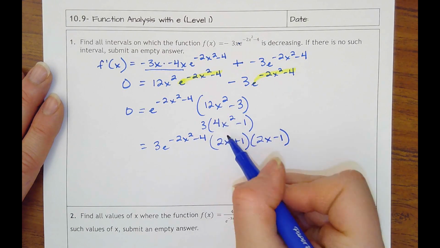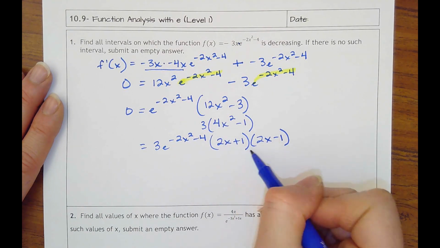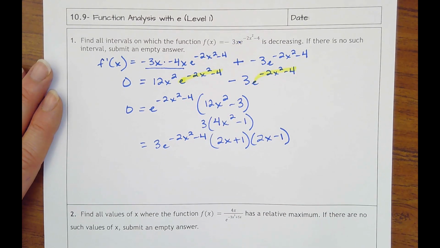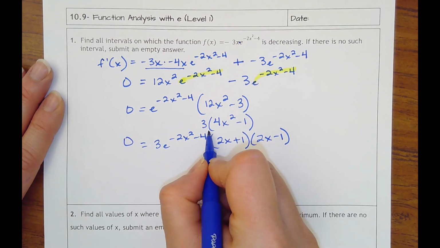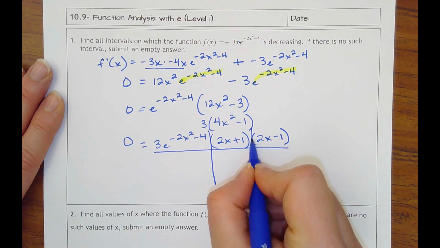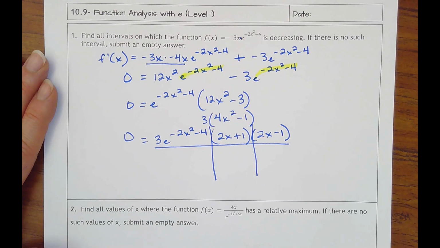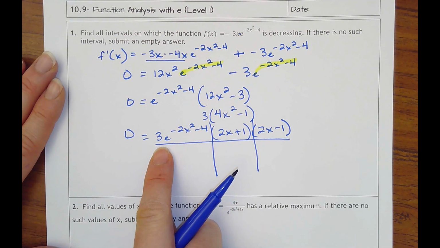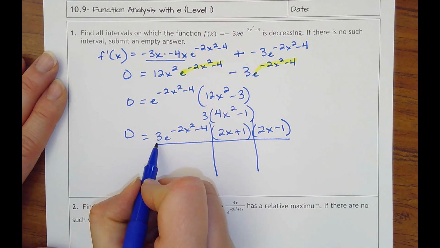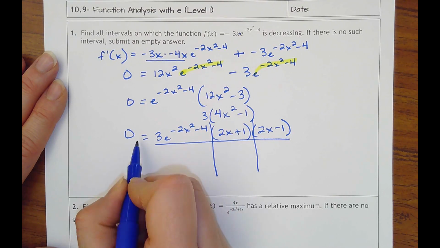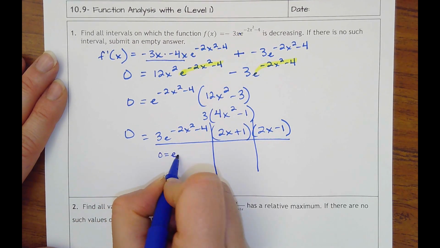Because that's a difference of squares, where I FOIL, the middle terms would cancel, and then I end up with a negative 1. Okay, so this is all one factor. This is a factor, this is a factor. Let's think about setting this equal to 0. I would divide away the 3, so I would have 0 equaling this whole e thing.